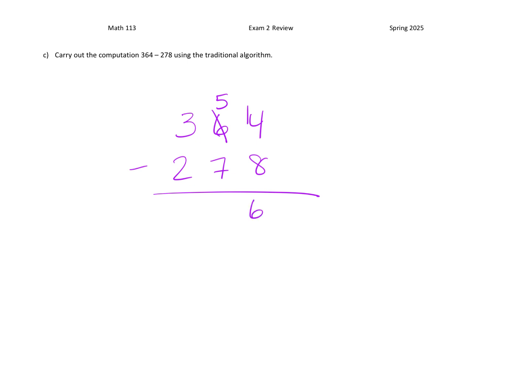5 minus 7, can't do that. So I go to the next place value and borrow. 15 minus 7 is 8. 2 minus 2 is 0. So the answer is 86.